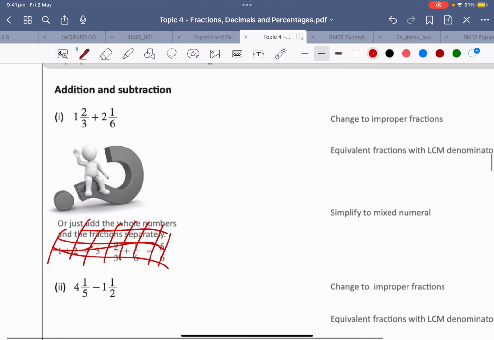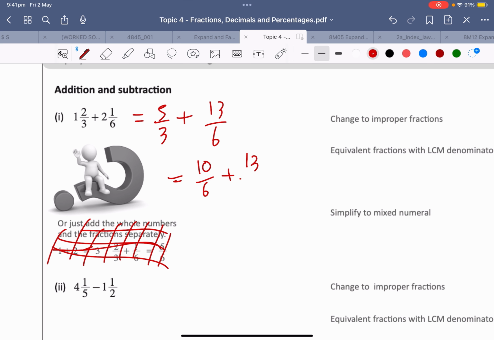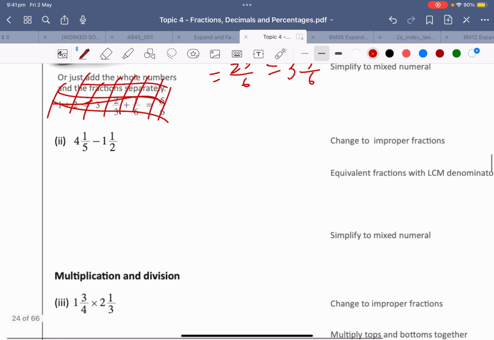As an example, I changed this into 1 and 2/3, which is the same as 5 on 3. You may pause the video to try yourselves if you're not fully sure. I'm just doing it in my head really quickly. I apologize. 10 over 6 plus 13 over 6 is the same as 23 over 6. And then you simplify to a mixed numeral, which is the same as 3 and 5 over 6, I think. Yep.